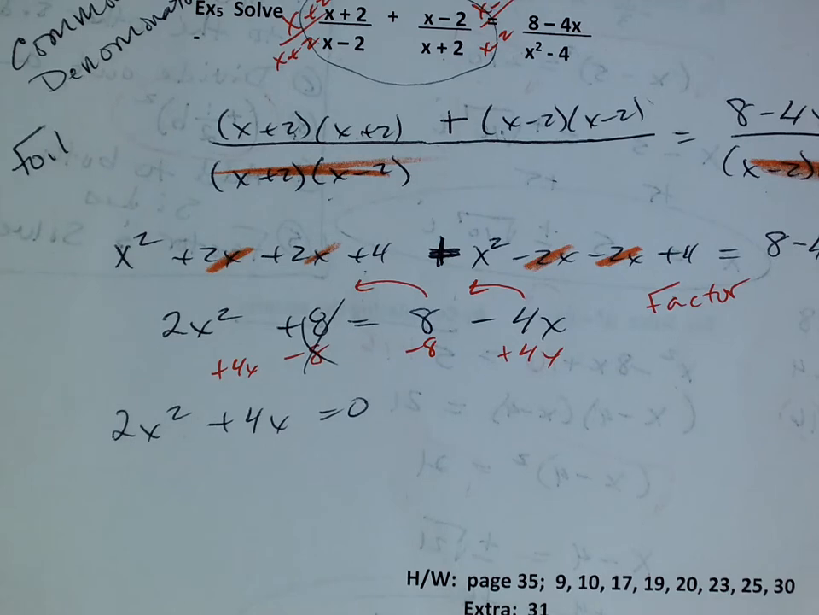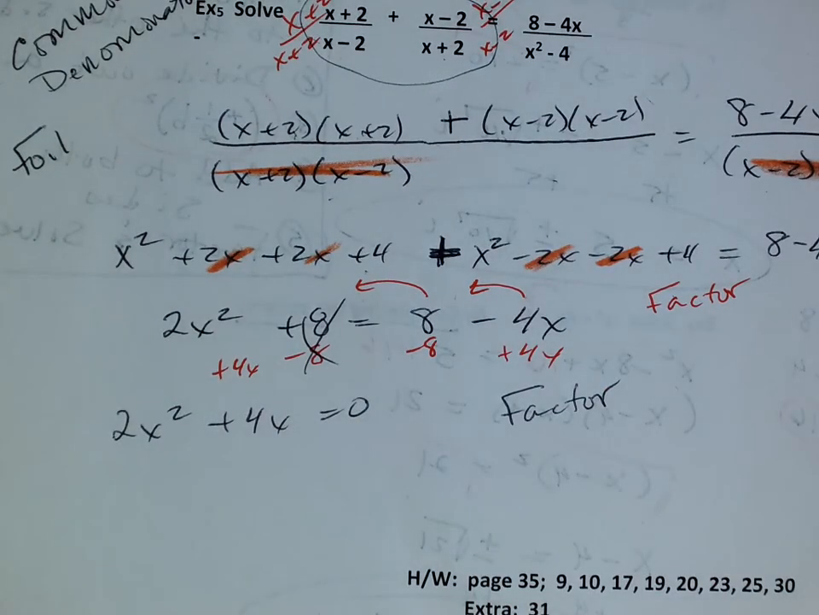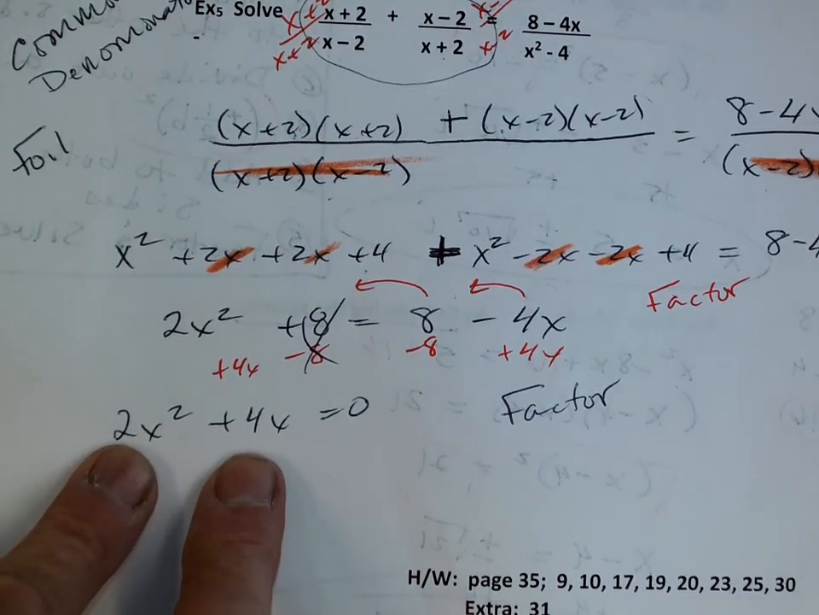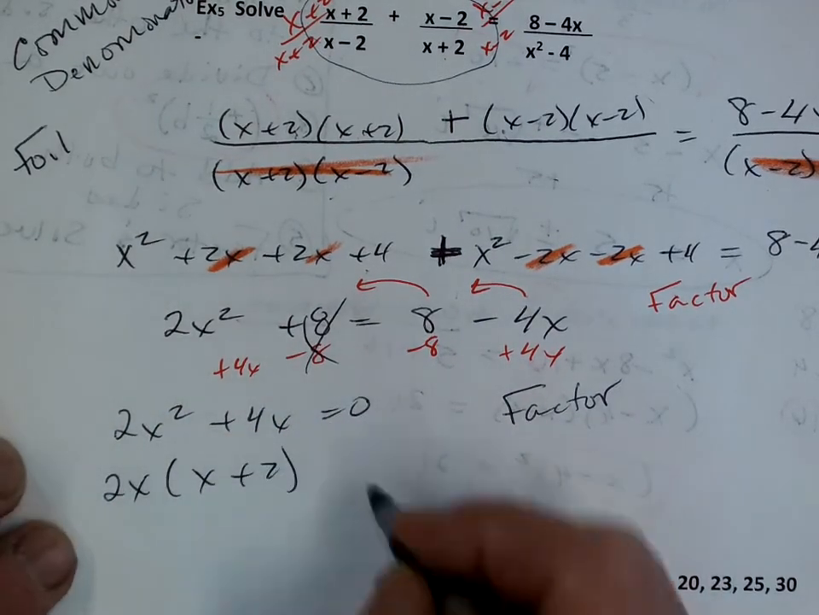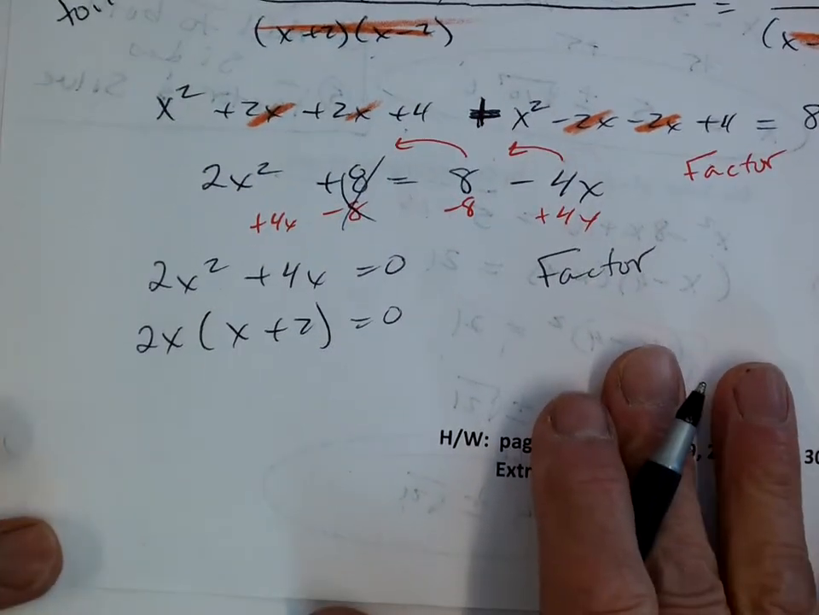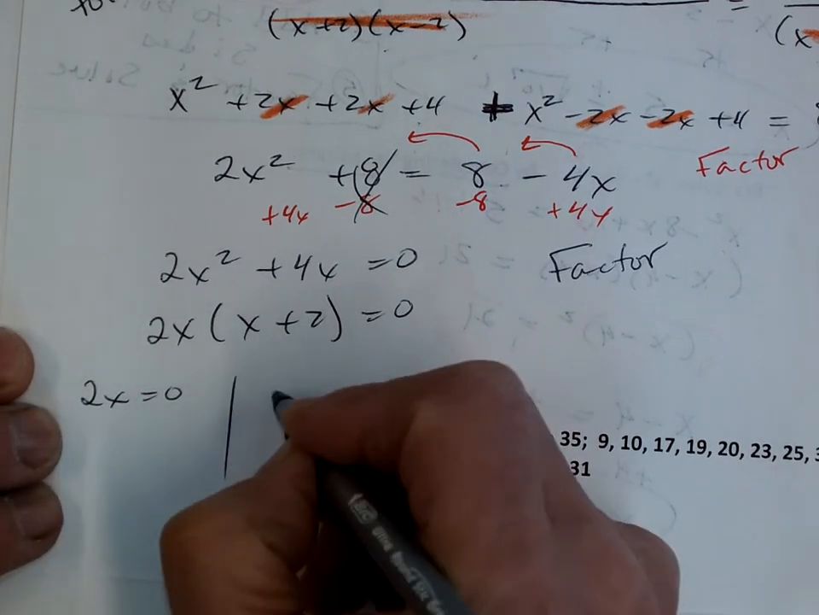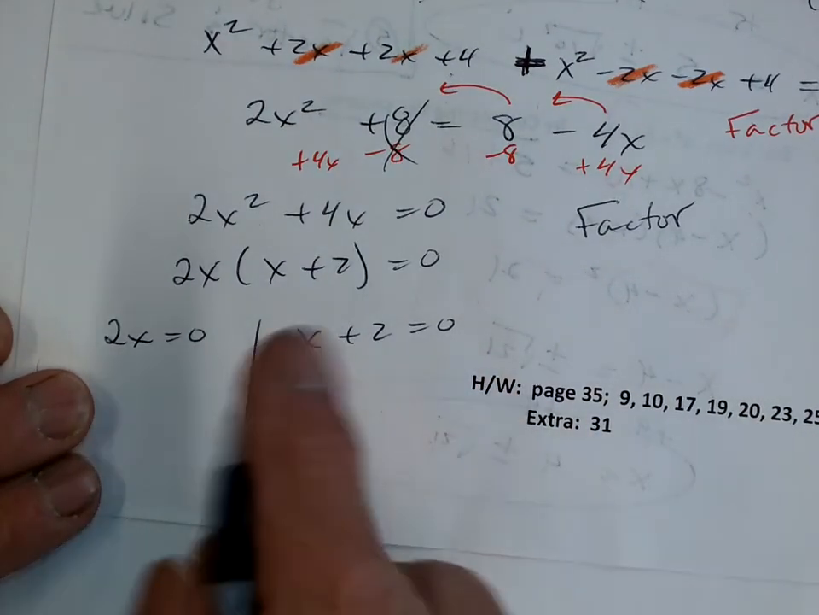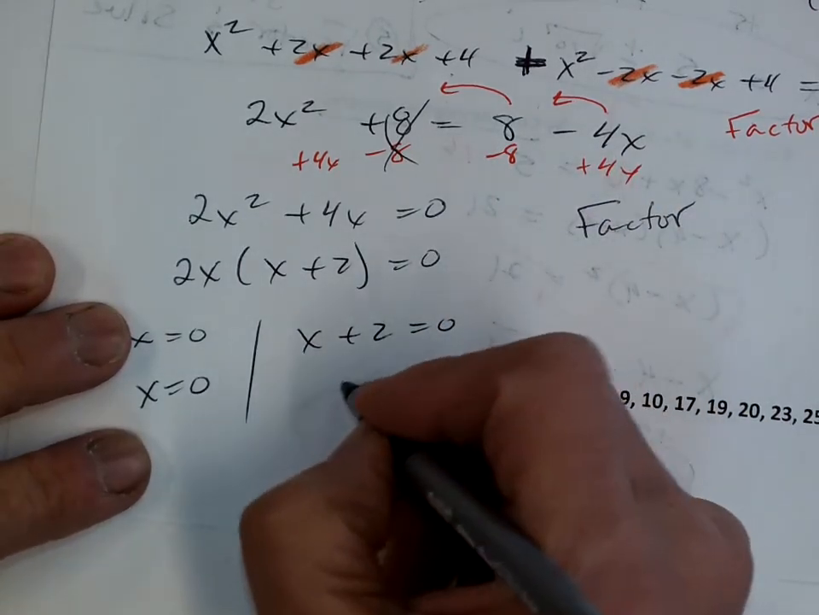I am almost there. So now I'm going to factor again. Well, I'm going to common factor. Everybody forgets about common factor. Everybody always forgets about it. What do they have in common? A 2x, right? They've got a common multiple of 2x. And an x plus 2. Divide by 2, x equals 0. That is an answer. That's a number. 0 is a number. Minus 2, x equals negative 2.